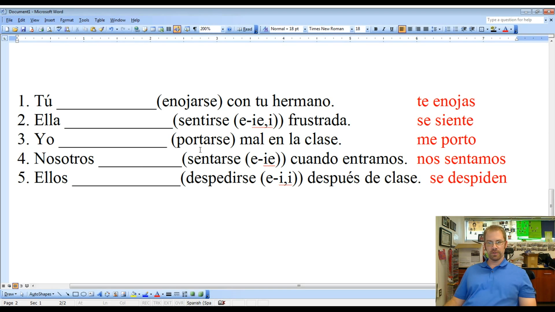Just in case you're unsure, when you see this, that means that sentirse is a stem-changing verb in the present tense. So this E is going to change to an IE in the present tense. And then that same E is going to change to just an I in the preterite on just the he, she, usted form and the ellos, ellas, ustedes form, just in case you're curious.